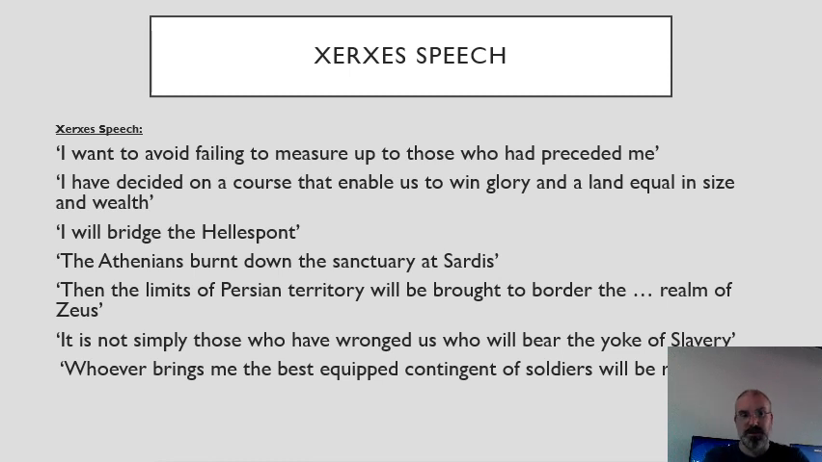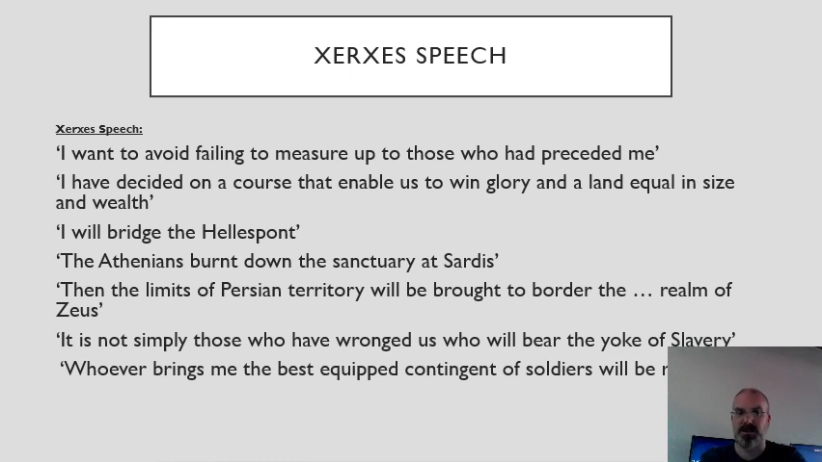The mask really then slips when Xerxes says, it is not simply those who've wronged us who will bear the yoke of slavery. So then, even though previously he was talking about vengeance, the Athenians burned down Sardis, they've done all these things that are wrong and they should be punished. Some Greeks may see the logic in that, but this just shows that it's not even really true, because they're going to conquer everyone. It is not simply those who've wronged us who will bear the yoke of slavery. So they are going to enslave the whole of the world because they want to.